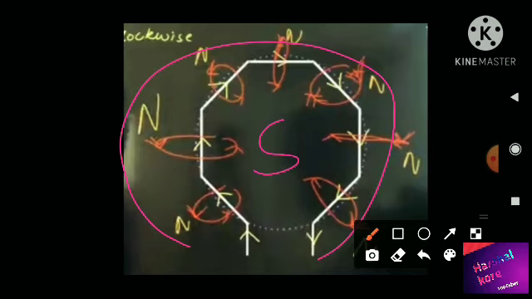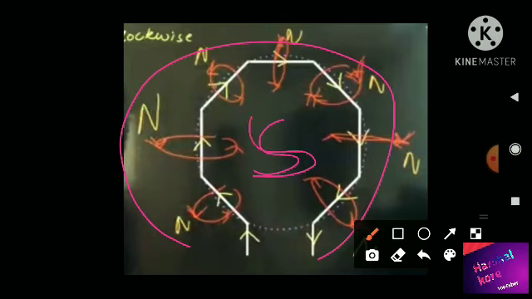Means if the magnetic field is produced in a wire, it can look like this in a straight wire. But what happens when the wire is turned in that shape? So it looks like this. Simple. The magnetic field looks like this, but the directions are the same. Only the shape is different, but the direction is the same.